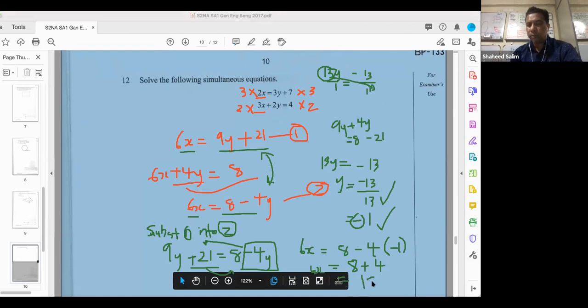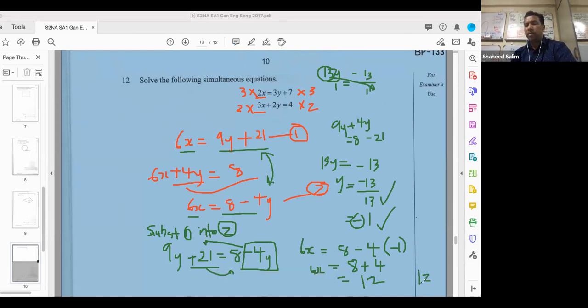Equals to 12. So x is 12 divided by 6. X equals to 2. So y equals to minus 1, x equals to 2. I hope you all okay. Are we okay? Okay, Inshi, you okay? Ryan, okay?